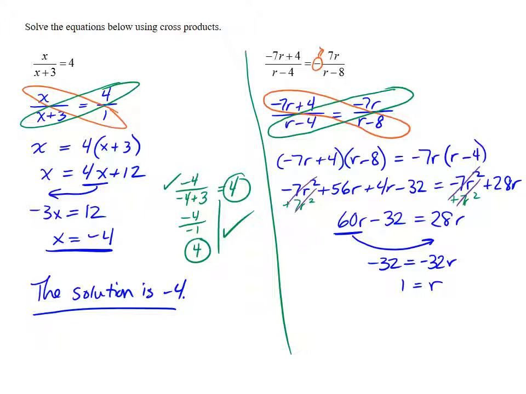So if we want to check this, checking both sides, let's see if I can fit it in up at the top here. Negative 7 times 1 plus 4 all over 1 minus 4. Is that equal to 7 times 1 all over 1 minus 8? And remember there was a negative out front as well. So left side would be negative 7 plus 4 is negative 3 over 1 minus 4 is negative 3.